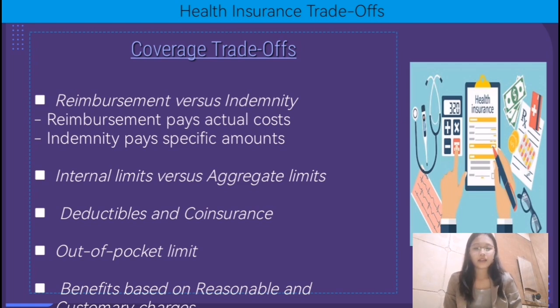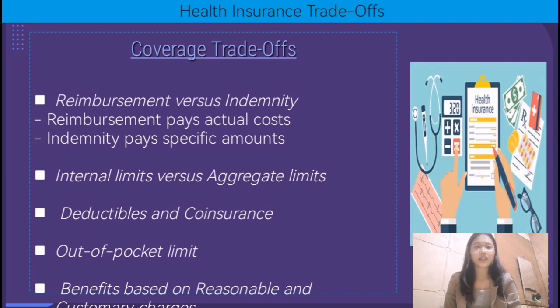On the other hand naman, si indemnity policy, it provides the insured with a specific amount regardless of how much the actual amount may be. So again, si reimbursement, actual cost of care yung binabayaran, wherein si indemnity pays the maximum daily or monthly benefit.